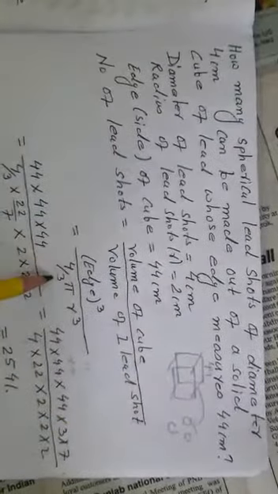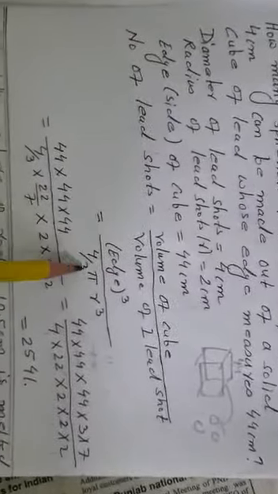What is the volume of cube formula? Edge cube. And what is the volume of sphere formula? 4 by 3 pi r cube. So edge is 44 into 44 into 44, divided by 4 by 3, pi is 22 by 7, 2 into 2 into 2. So 3 and 7 will go up to the numerator. Cancel it, and get the answer.